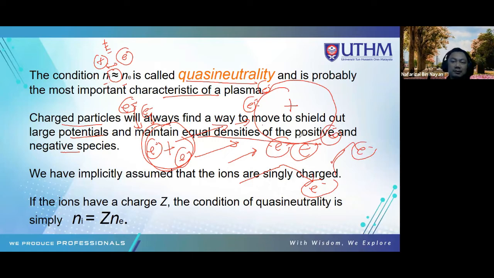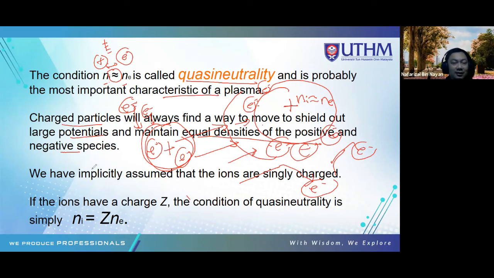So that is the problem, where you can see that sometimes the electron density here is not the same as the positive ion density. So that's why we call it almost the same value. So Ni is almost equal to Ne. So this is quasi-neutrality. So you can see this is the difference.